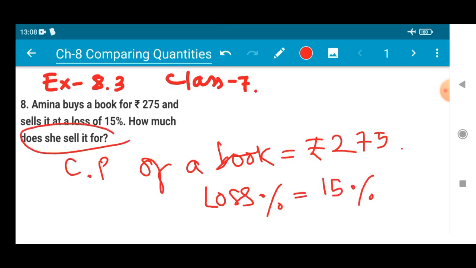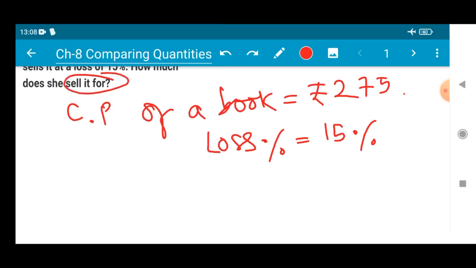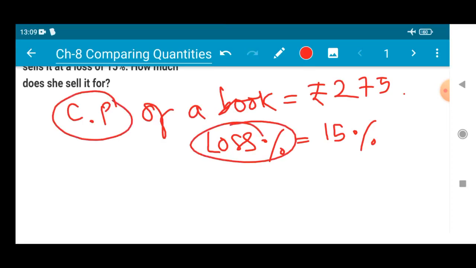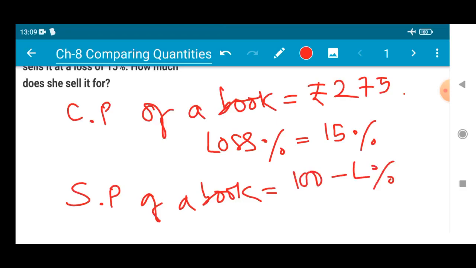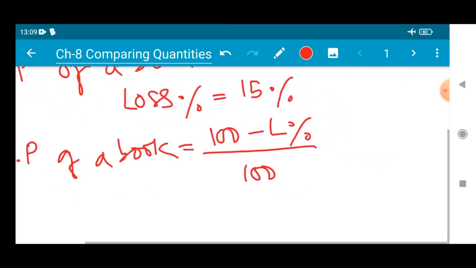Now how much does she sell it for? That we have to find. That means we have to find the selling price. I have already given you the formula in the last class that whenever we have cost price and loss percentage, we can use the formula for the selling price of a book. We have got one formula, that is 100 minus loss percentage divided by 100 into SP is the formula.